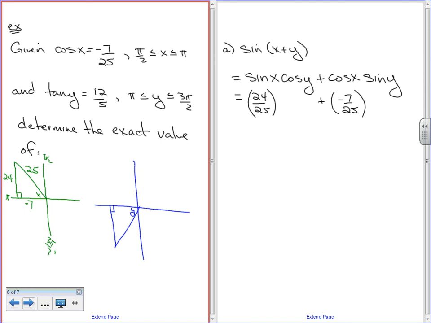Then I use the information that they gave me to label the two sides. It told me that the tangent is 12 over 5, and the tangent is the opposite side, which would be 12, over the adjacent side, which is 5. Use the Pythagorean theorem, figure out that the hypotenuse is 13, and now I have to check for the negatives. Which numbers are going to be negative?